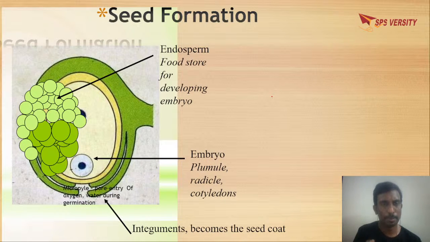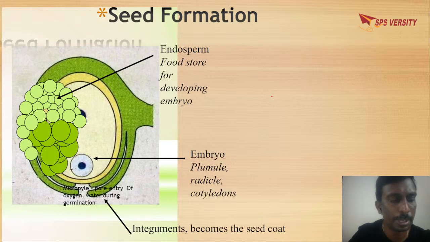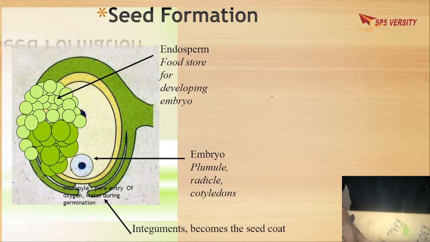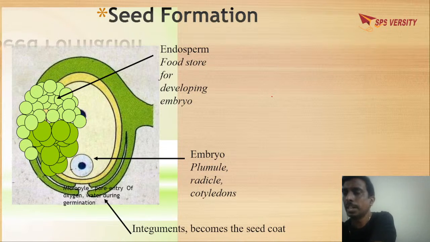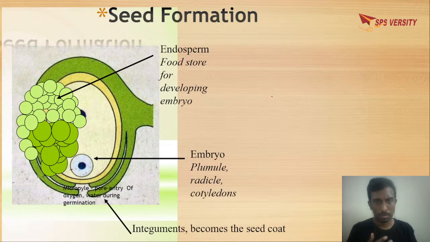So these are the parts present in a seed. The embryo development takes place inside the seed. After fertilization, the ovule develops into the seed, and the ovary develops into the fruit.